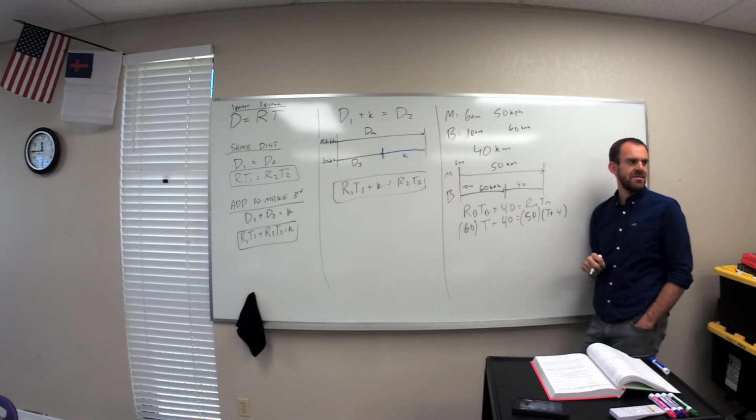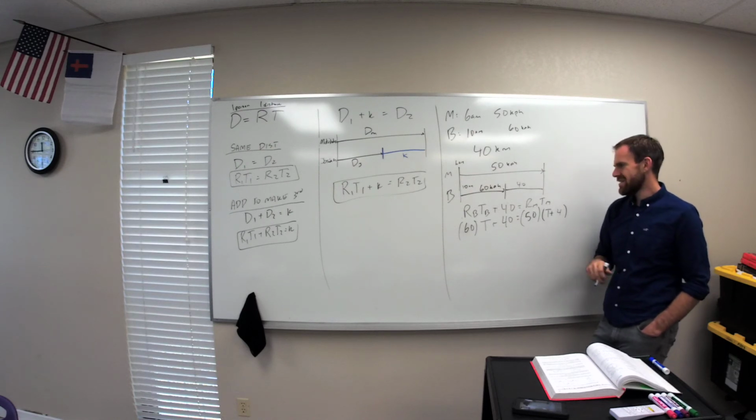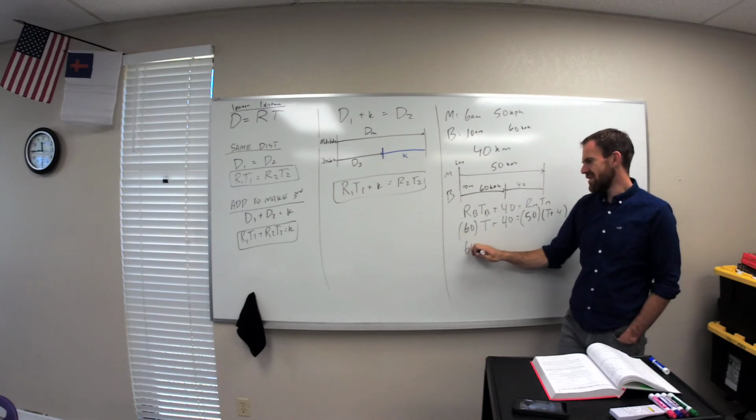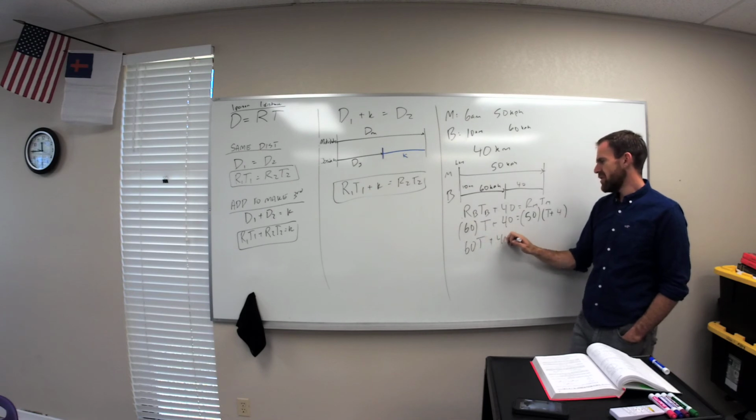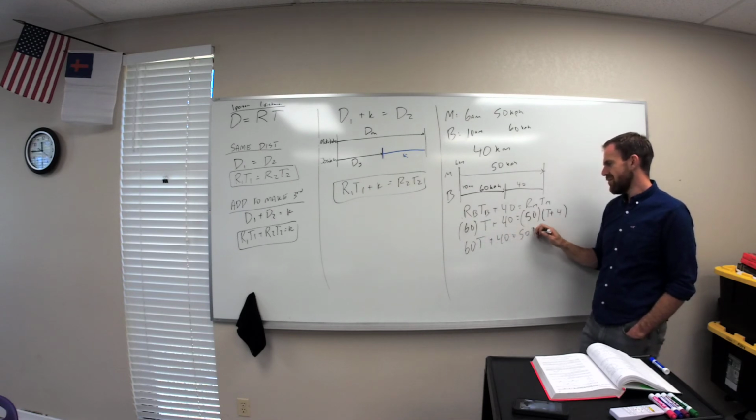I know what this is. Okay, so let's solve this. So we have 60t plus 40 equals 50t plus 200.